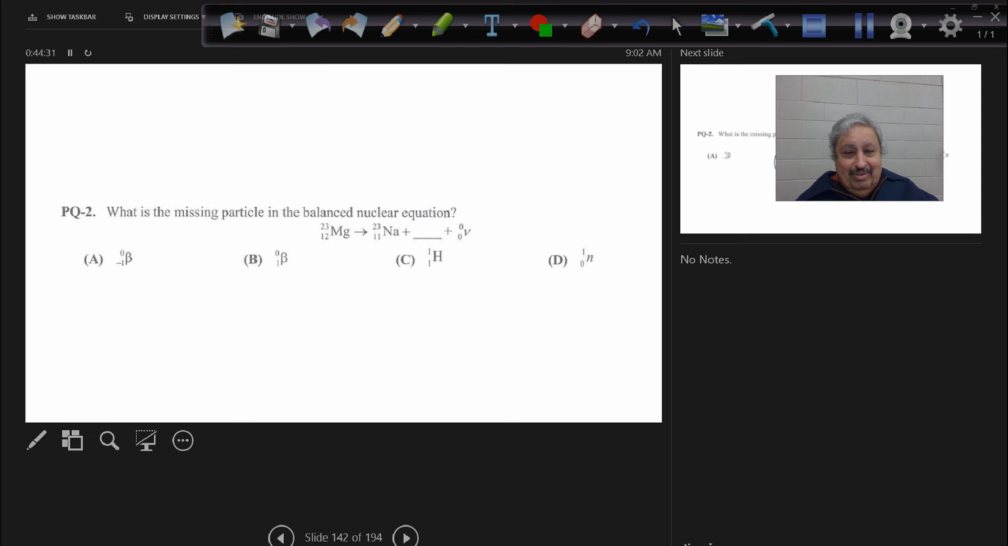Answer is B, correct. So now you tell me what's the answer. I'll give you maybe 1 minute for this. What's the answer here? It's the decay of magnesium to give you sodium and gamma. Gamma is 0, 0. This is gamma here, guys.